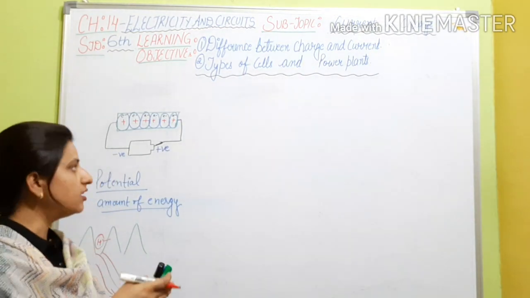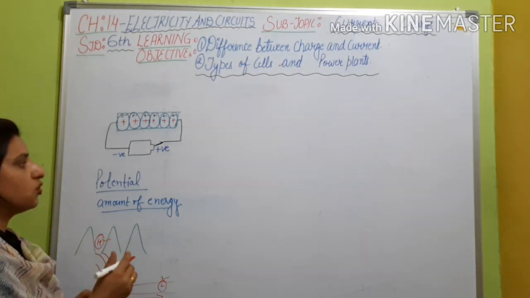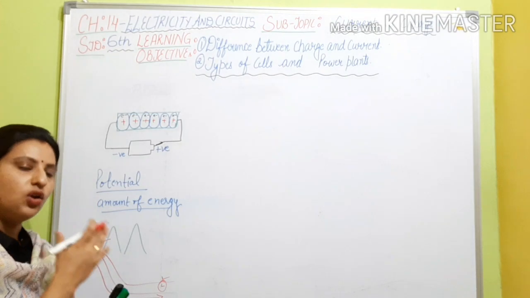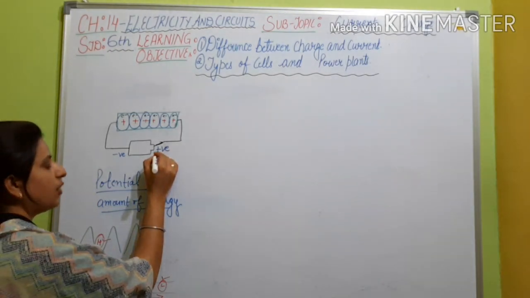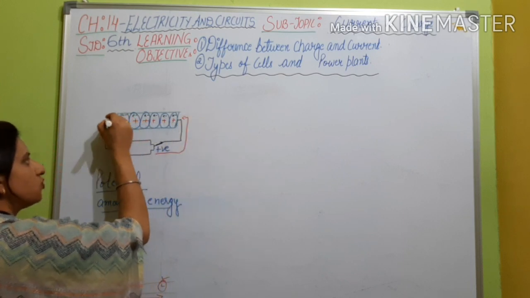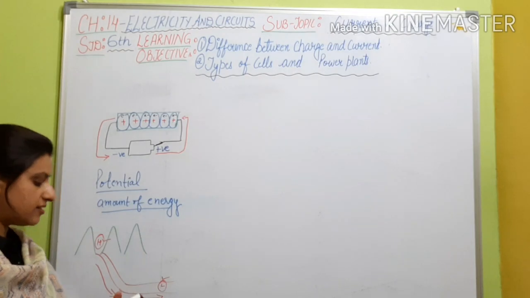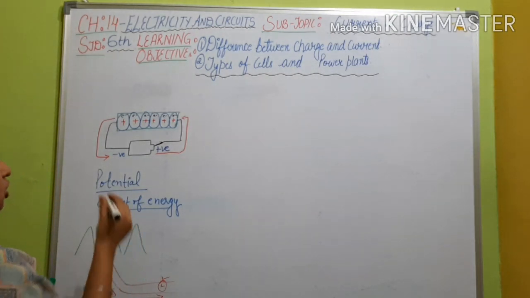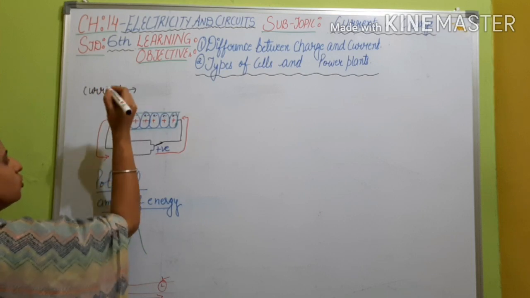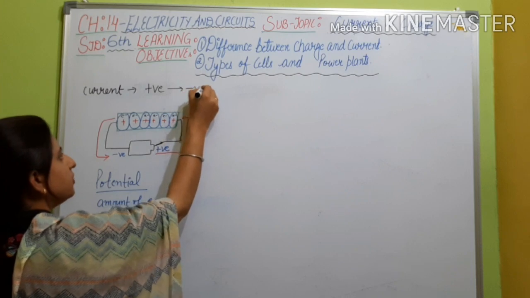Similar is the case with the current. They have assumed that the current always flows from the high potential to the low potential, and they consider the high potential as the positive charge. So they thought that current flows from the positive terminal to the negative terminal.